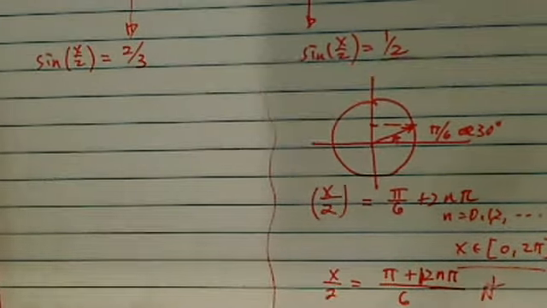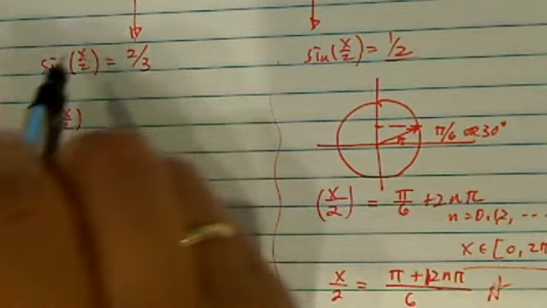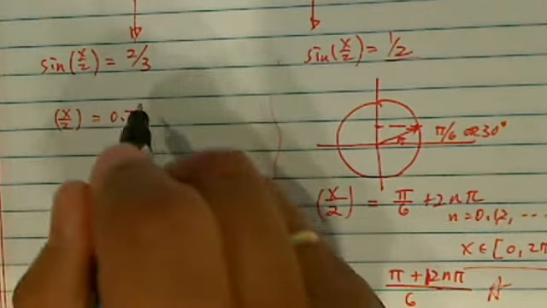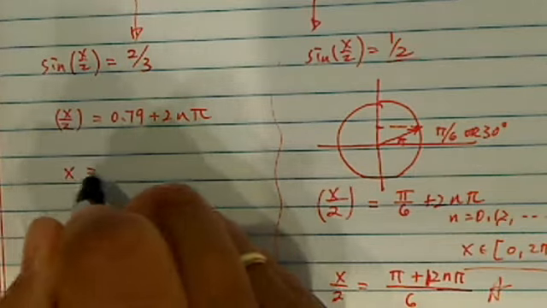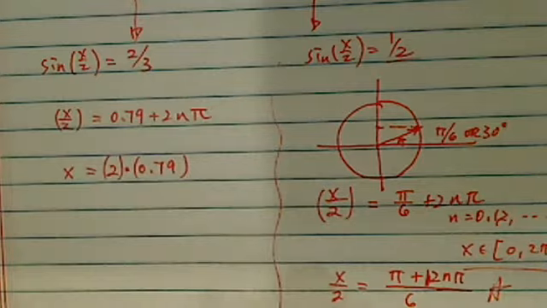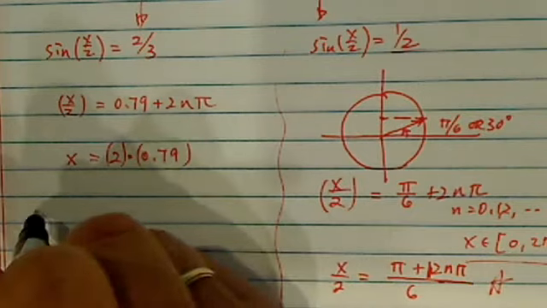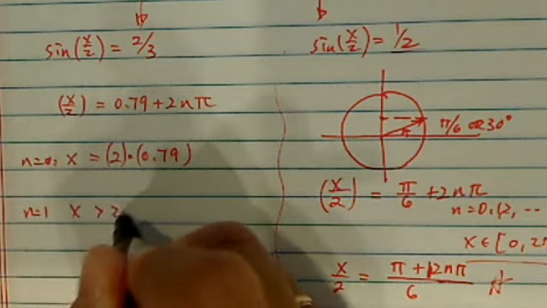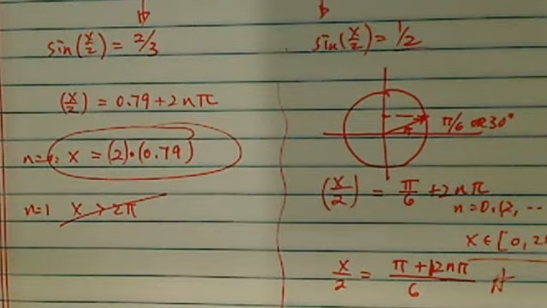Now let's go ahead and solve the other half as well. This number is not as pretty as the other side. This turned out to be roughly 0.79 radians plus 2n pi. So our x is equal to 2 times 0.79. This is when n equals 0. When n equals 1, the x is bigger than 2 pi, so we're going to discard that one. So here's your solution for the other one.